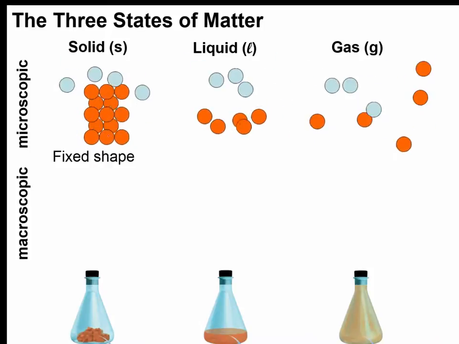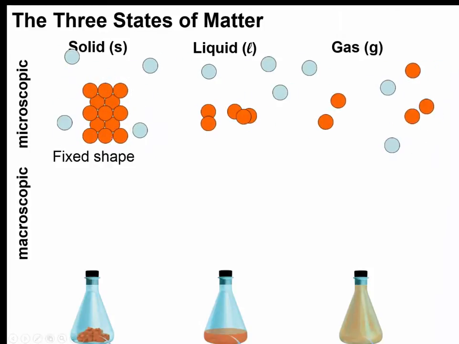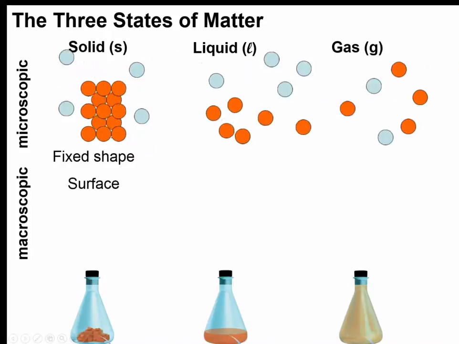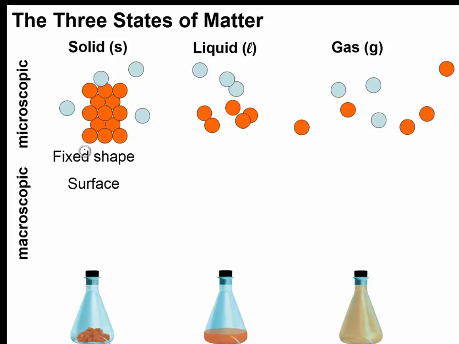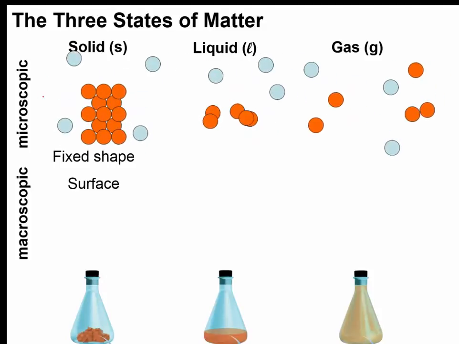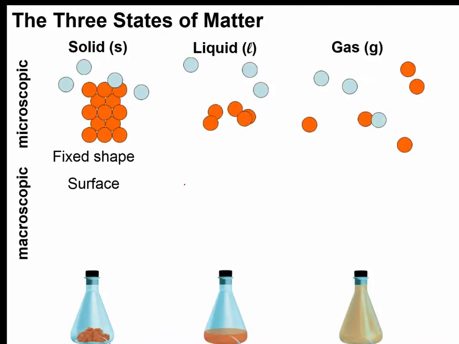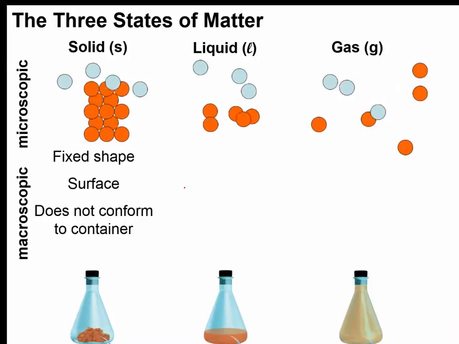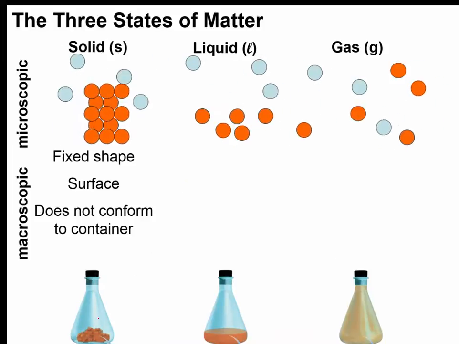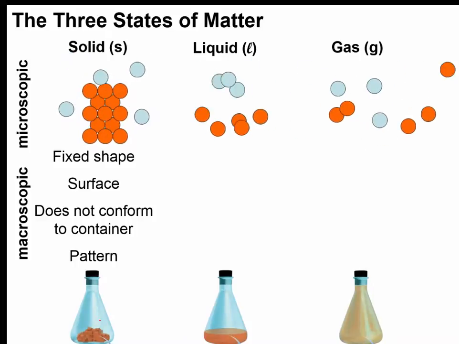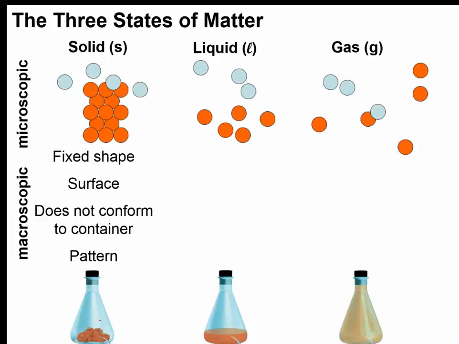Now it's got a fixed shape, and that's because it's not moving very fast and they're staying stuck to its neighbor. There's going to be a surface, a spot where we can kind of just say, yep, that's where the solid ends and that's where the gas begins. It has a fixed surface to it, and it doesn't conform to the container. It can sit in a pile sitting at the bottom because it has a fixed shape and a surface. And there will be that pattern that gives rise to all those properties.